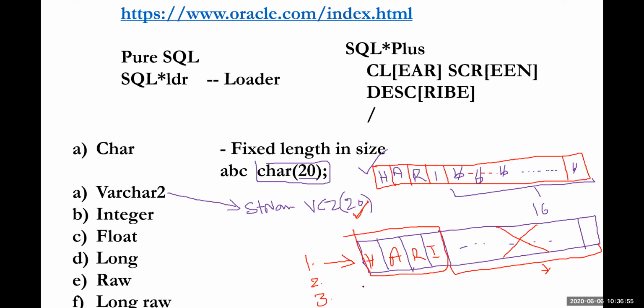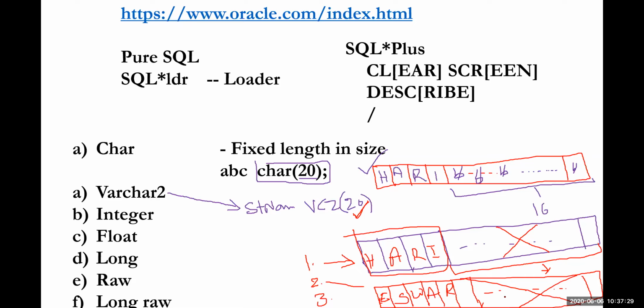For the second record, before entering the data, 20 bytes are allocated one more time. So 20 bytes get allocated, and you have entered something like ESWAR. 5 characters have been entered here. So the remaining 15 bytes of data will not be utilized for my second record. After successful entry of the second record, these 15 bytes will be released. They are no more used by your second record. Now the size of your second record is 5 bytes, whereas the first record is 4 bytes.